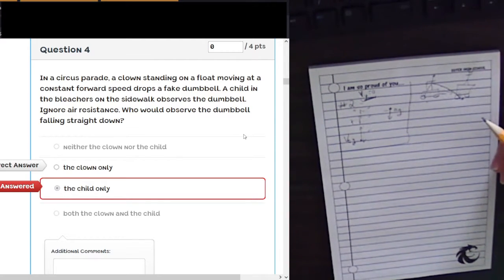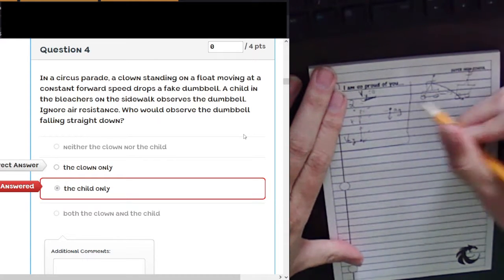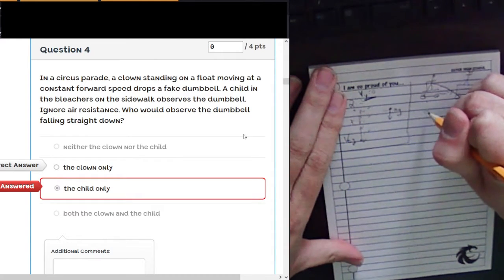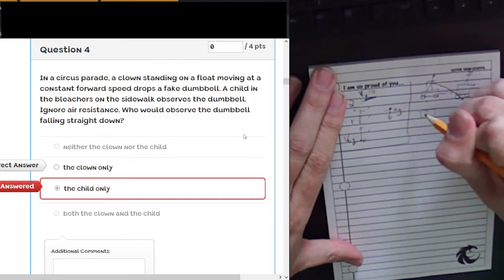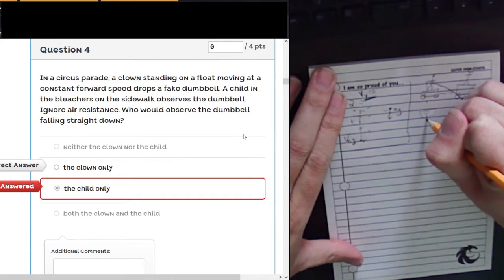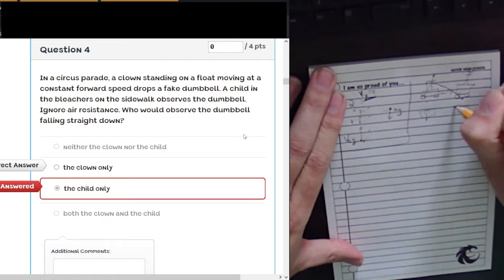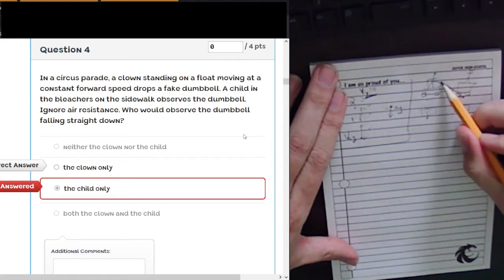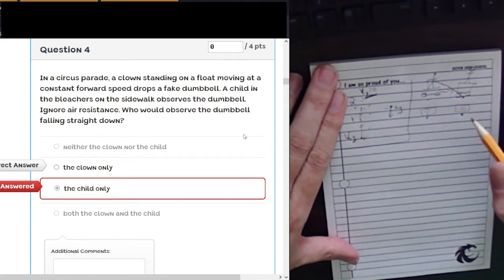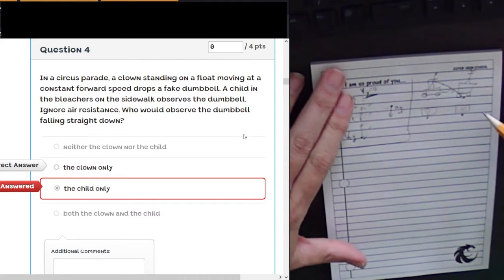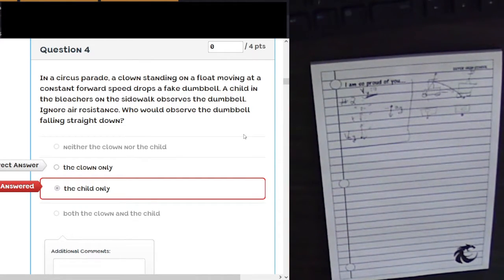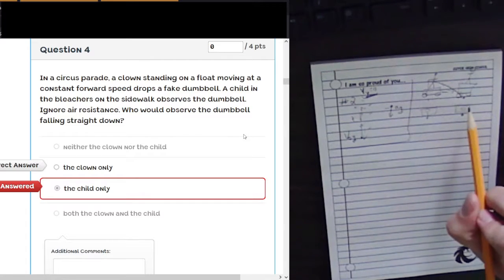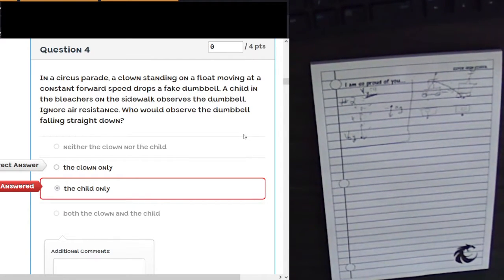It says, who would observe the dumbbell falling straight down? Well, for the clown, from his perspective, if you look from a top-down perspective here, this is the clown on the float. He's going to drop the dumbbell, and it's going to stay right with him the whole time. When he lets go of it, it's going to hit the ground right next to him, just like this. As the cart moves along, so does the dumbbell, so does the clown. So only the clown is going to observe it moving straight down. The child would see it move in this parabolic arc, but the clown would see it move straight down.